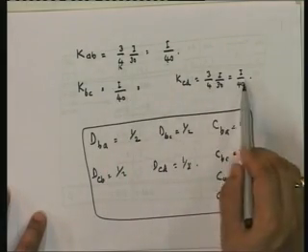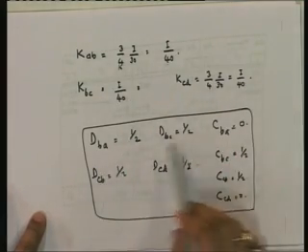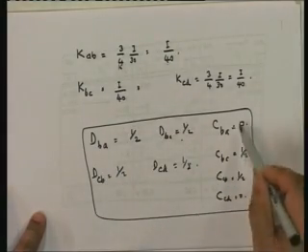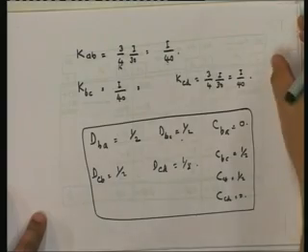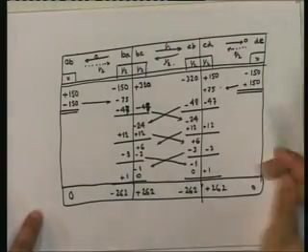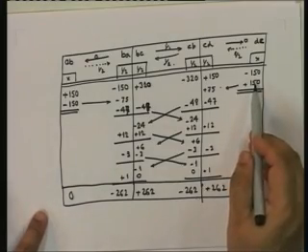CD is a modified member, and then the distribution factors are computed based on the modified members, and then the carryover factors of course depend on whether it's a modified member or a regular member. Okay. Then the first thing that we do is we've computed the fixed end moments.